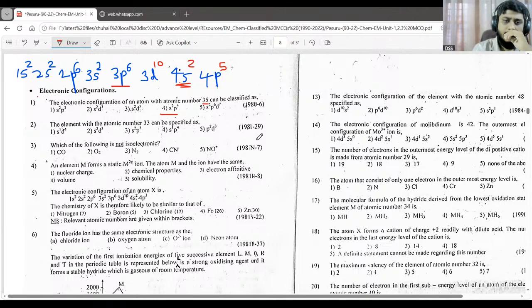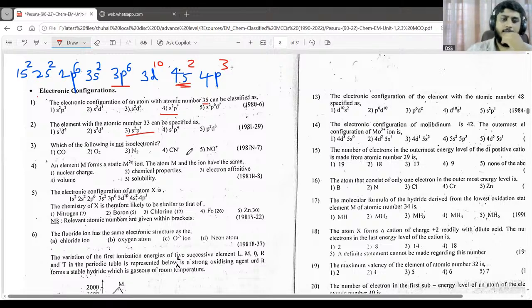Then the second one: the element with the atomic number 33 can be specified as. See, now you can see, next questions are related to this. So 33 means I have to reduce 2 from this. 35 and 5, 33 means up to here 13. Then it will come as s2p3. The answer is the third one. 33 means s2p3.